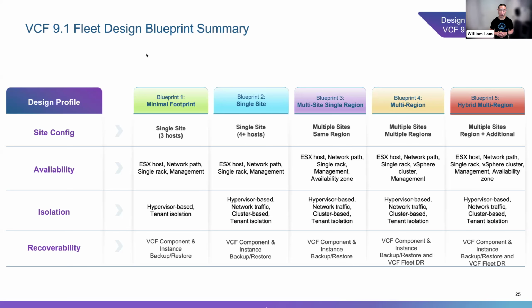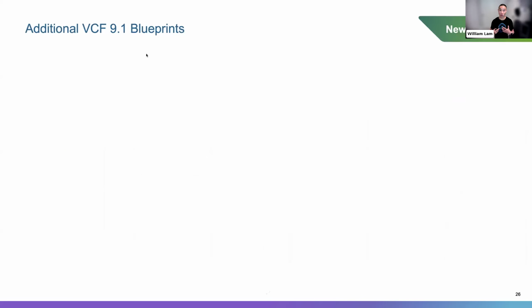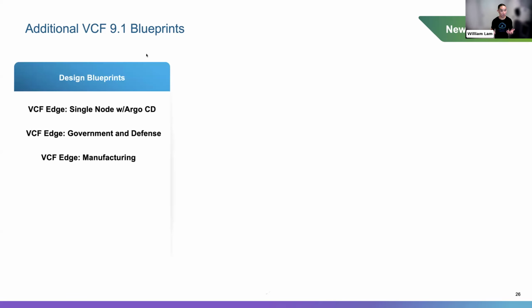Now, on top of these fleet design blueprints, we've also heard a lot of other requirements for other types of blueprints. And so in 9.1, our team has shipped a whole number of different blueprints spanning different designs and operational consumption. Let me quickly walk you through some of those. We also have optimized blueprints for edge, for those customers who need to deploy infrastructure focusing on a minimal set of resources at these different locations. We have a blueprint focused on single node deployments, using Argo CD for modern application deployment, especially these days with AI workloads, running inference workloads at the edge. Definitely take a look at that.